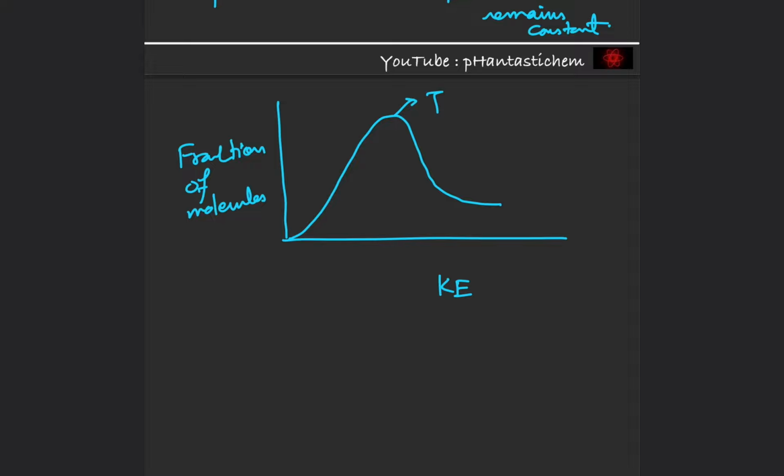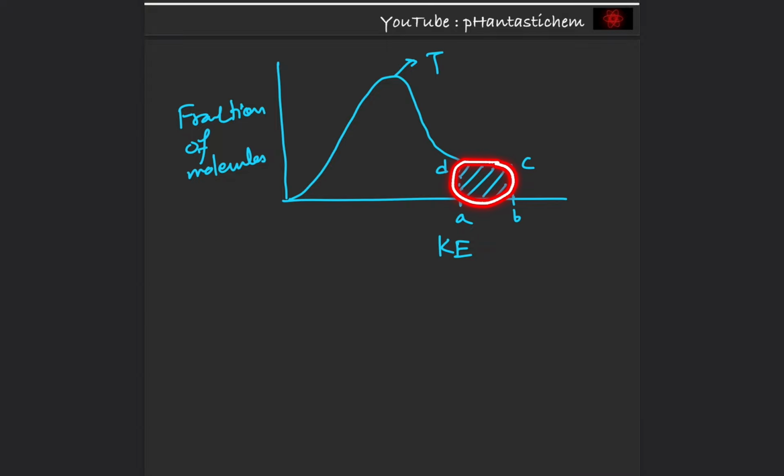Now let us say this A is the threshold kinetic energy, and let's say the graph ends at this particular point, so this will be B. So this shaded area, that is A, B, C, D, is the fraction of molecules having energy more than the threshold energy at this particular temperature T, isn't it? Because this fraction will have energy more than the threshold A. So this fraction has kinetic energy more than the threshold energy at that particular temperature, right?